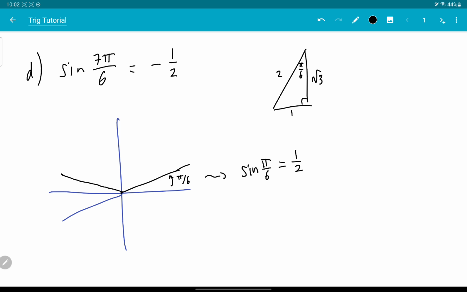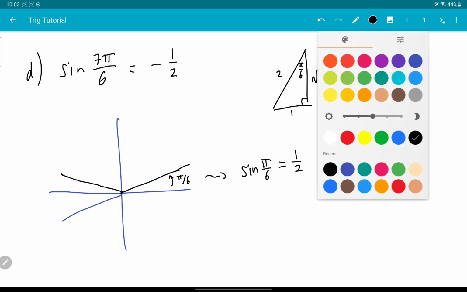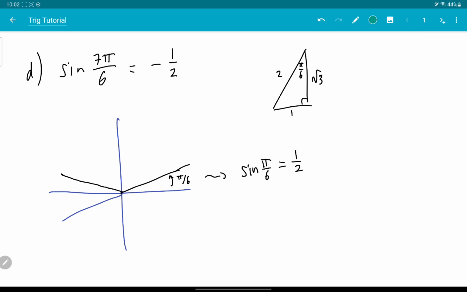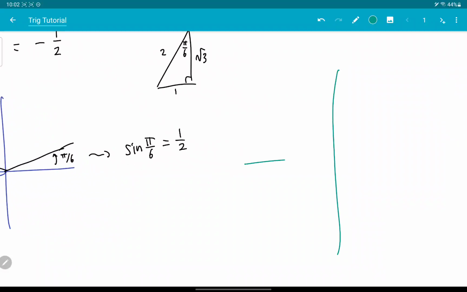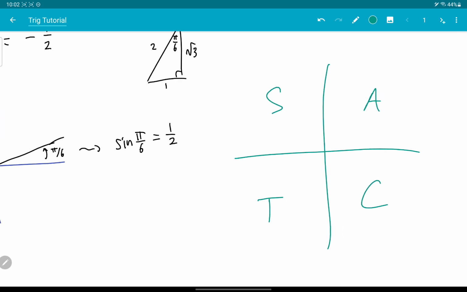Well, what I do now is I use something I call the cast rule. What color should I use? Blue-green. The cast rule. Let's make this nice and big. So, cast, C, A, S, T. Now, S stands for sine, C is cos, T is tan.